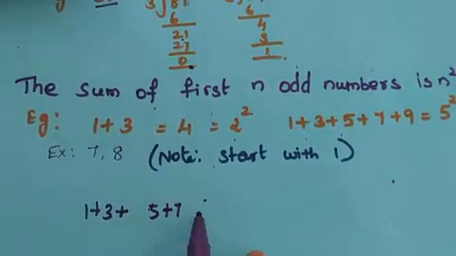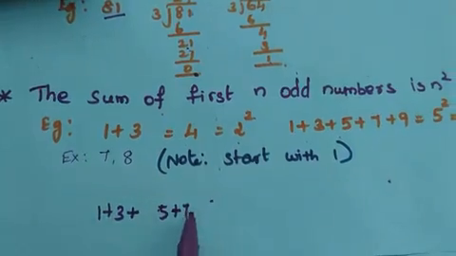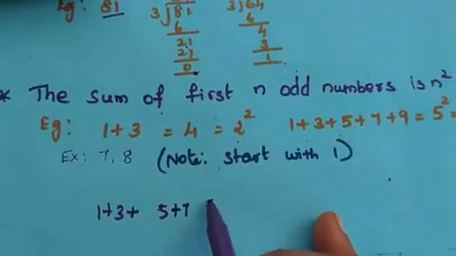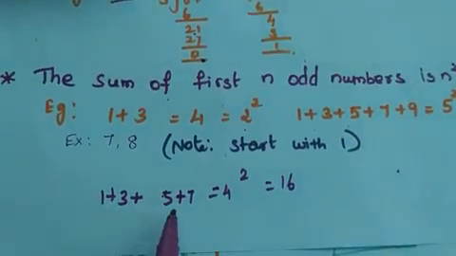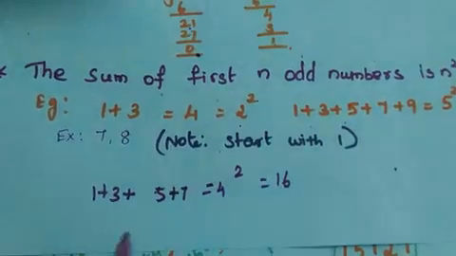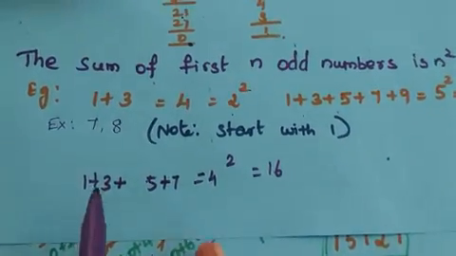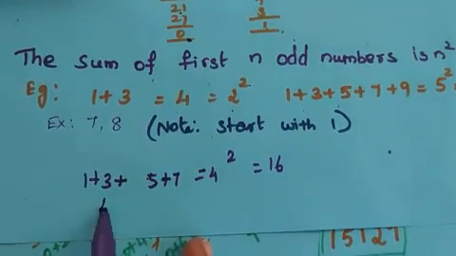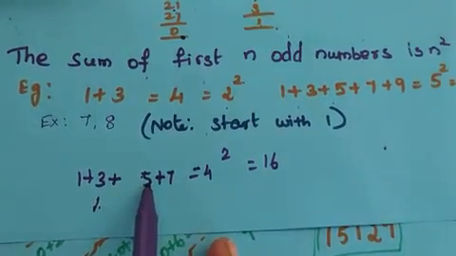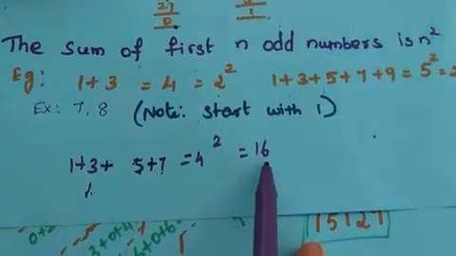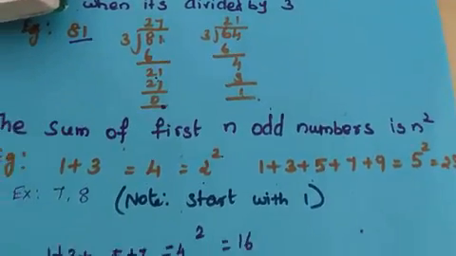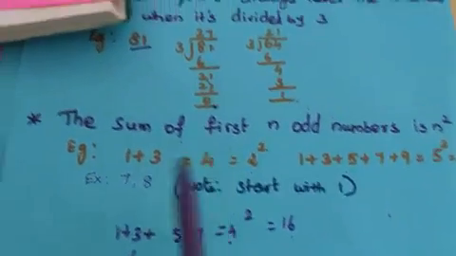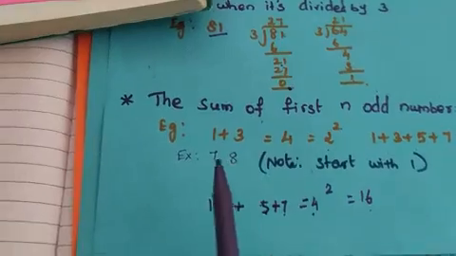3 plus 5 plus 7, like that. Here 4 numbers are there. 4 numbers means 4 squared, that is equal to 16. You can add randomly like this, the layman way. You can add it and we can find the solution also. See, 1 plus 3 is 4. 4 plus 5 is 9. 9 plus 7 is 16. You are getting it. So both ways you will get the same answer. So this is one of the properties. Using this property, we can solve question numbers 7 and 8 of your textbook.